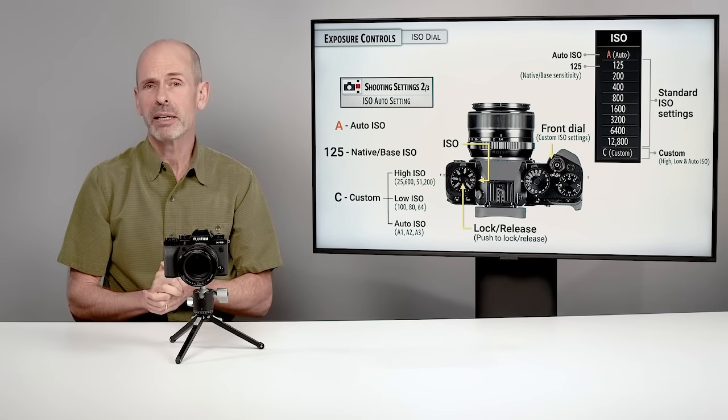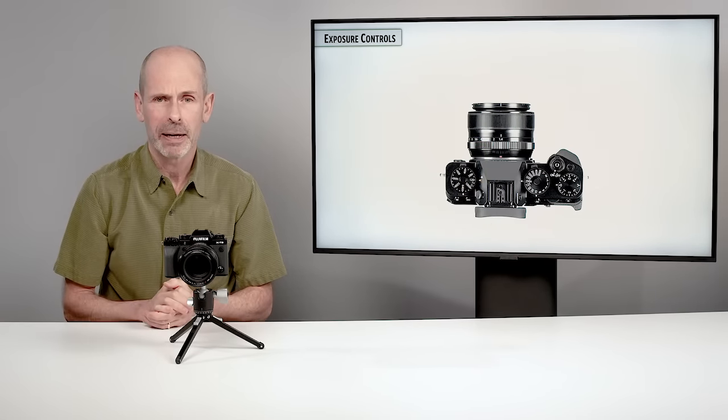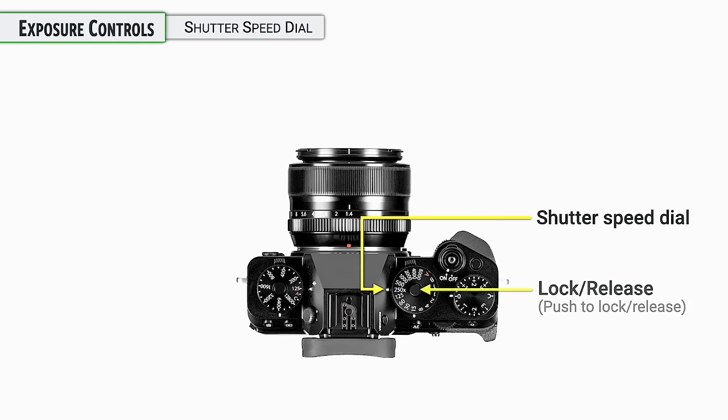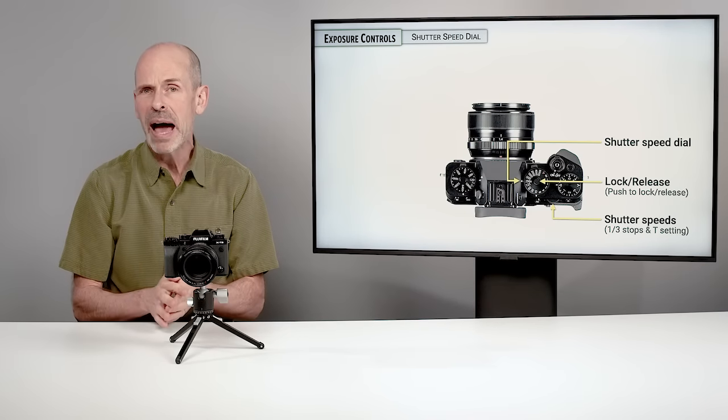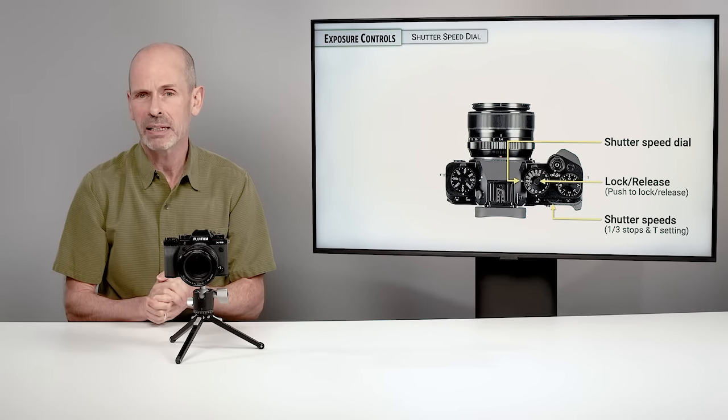All right, so that is the ISO setting on the camera. Next up is the shutter speed dial, and boy, is there a lot going on in this little dial here. So like the ISO dial, it's got this lock release pin so that you can lock it into a particular shutter speed or setting, or have it free to turn so that it's relatively easy to work with. Now, if you are going to be locking this off, the back dial is also going to be very handy.